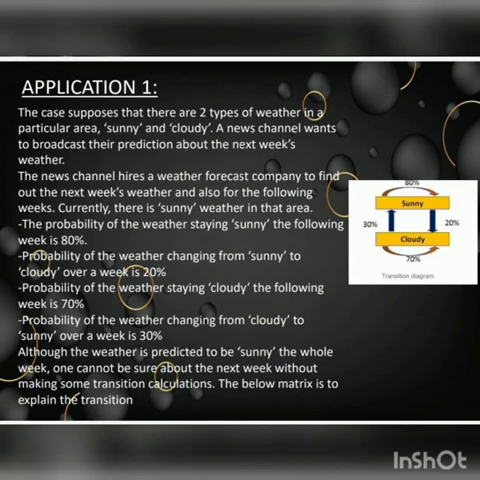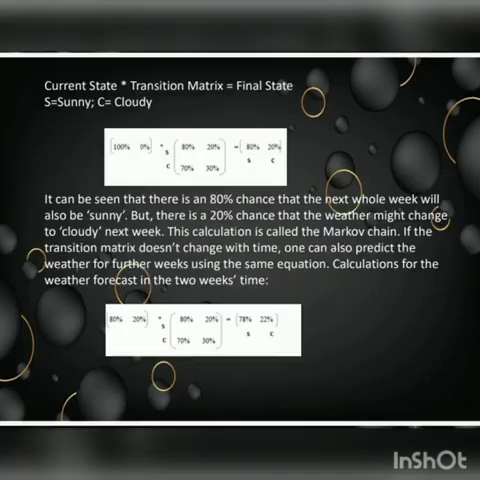Although the weather is predicted to be sunny the whole week, one cannot be sure about the next week without making some transition calculation. The below matrix is to be followed. Current state times transition matrix equals final state. Let S denote sunny and C denote cloudy. Here is the matrix. It can be seen that there is 80% chance that the next whole week will also be sunny, but there is 20% chance that the weather might change to cloudy next week.